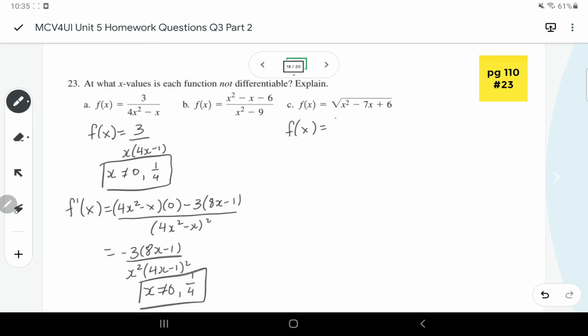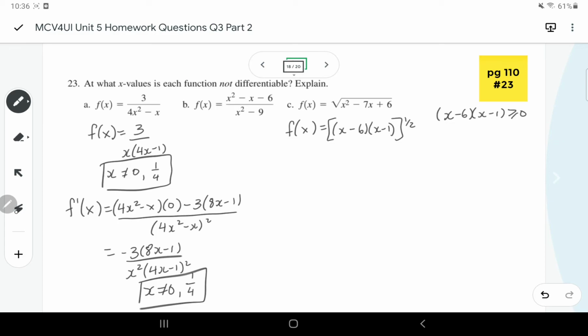So this would be, I'm just going to factor this, x minus 6, x minus 1 to the exponent 1/2. And I know that x minus 6 times x minus 1 has to be greater than or equal to 0 because I have this function in the square root. So the values have to be greater than or equal to 0 because I can take the square root of 0.